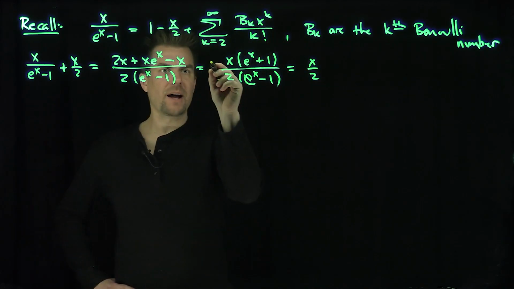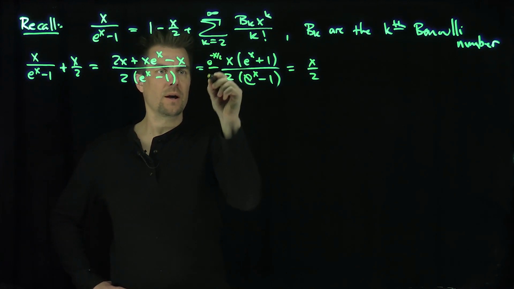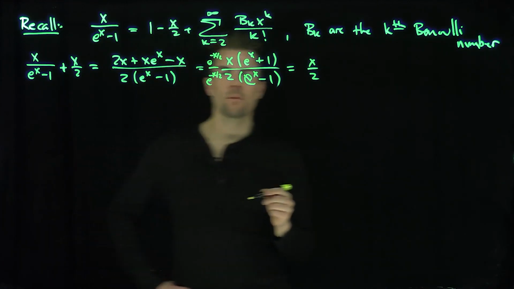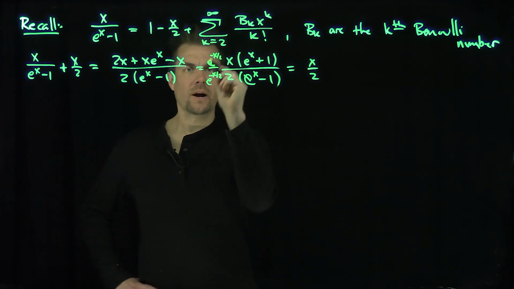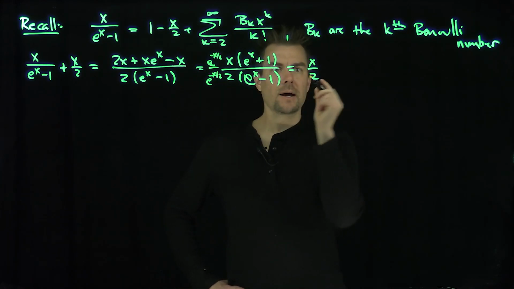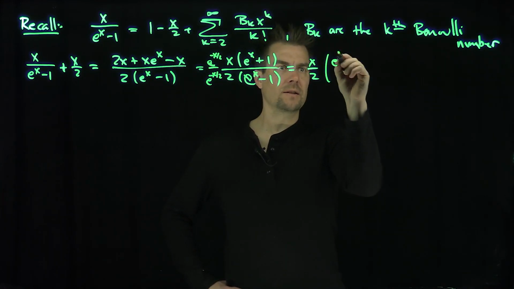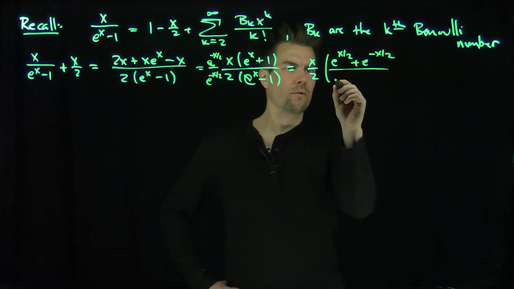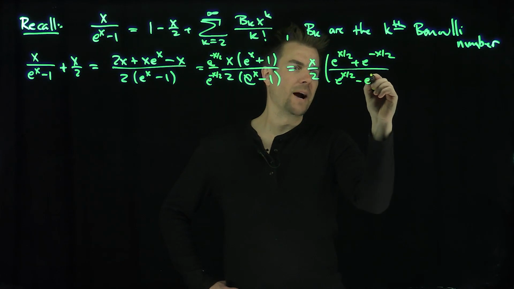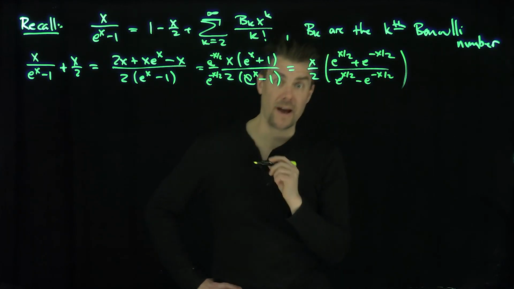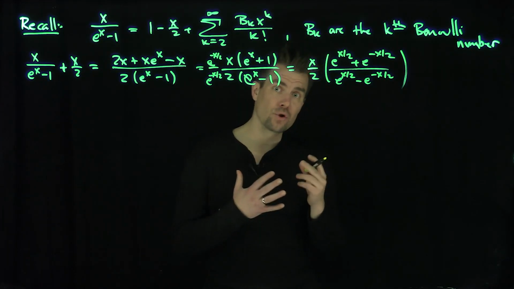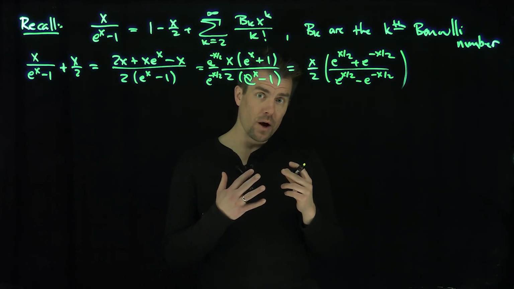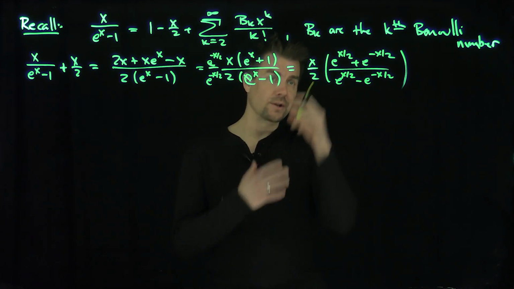Which I can write as x over 2. I can multiply the top and bottom by e to the negative x over 2. That won't change anything at all, right? And I'll get e to the x over 2 plus e to the negative x over 2 over e to the x over 2 minus e to the negative x over 2, like that.